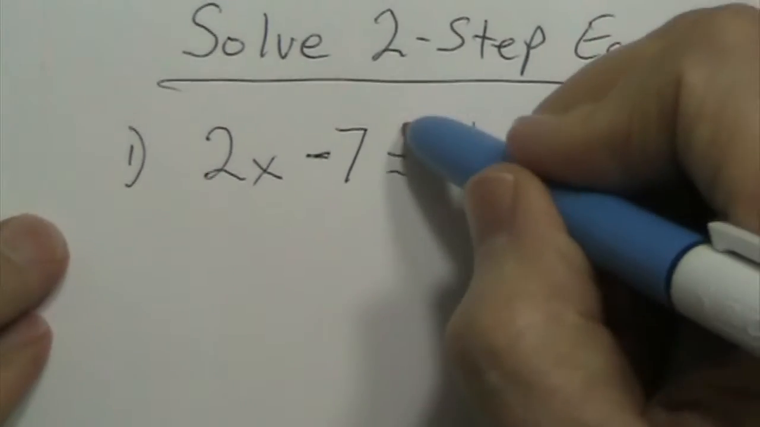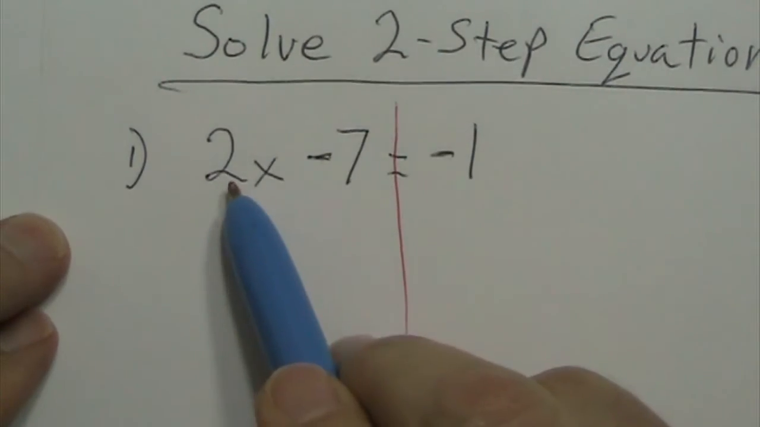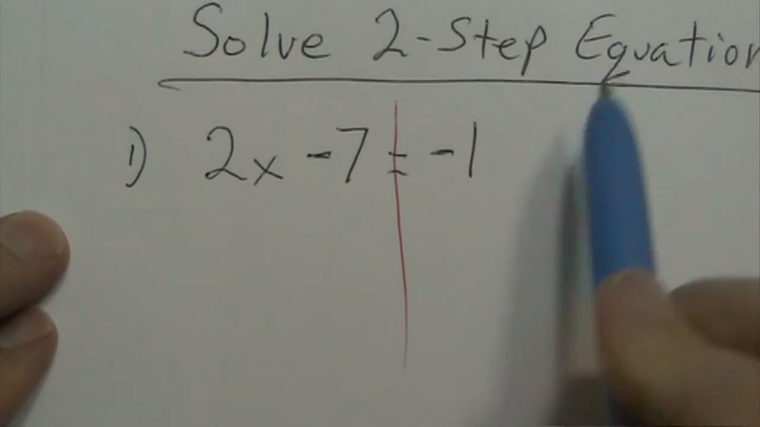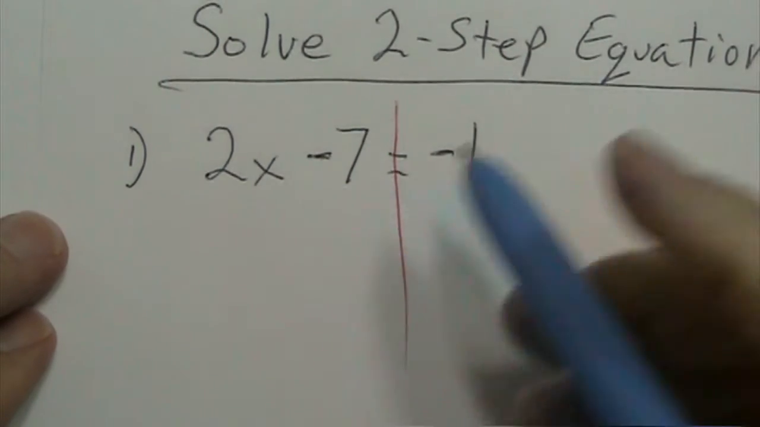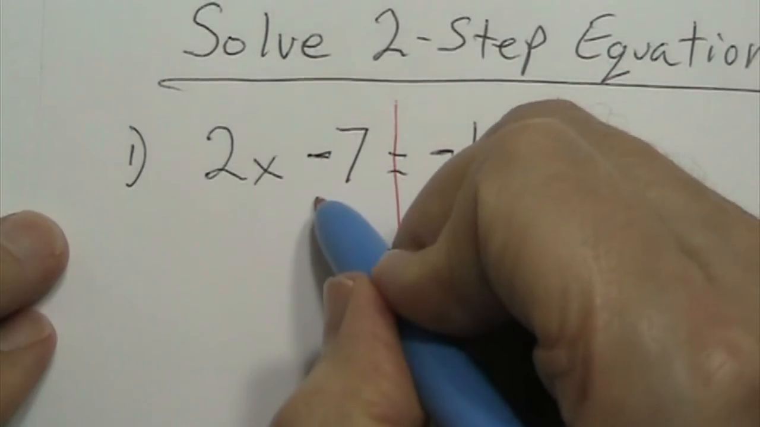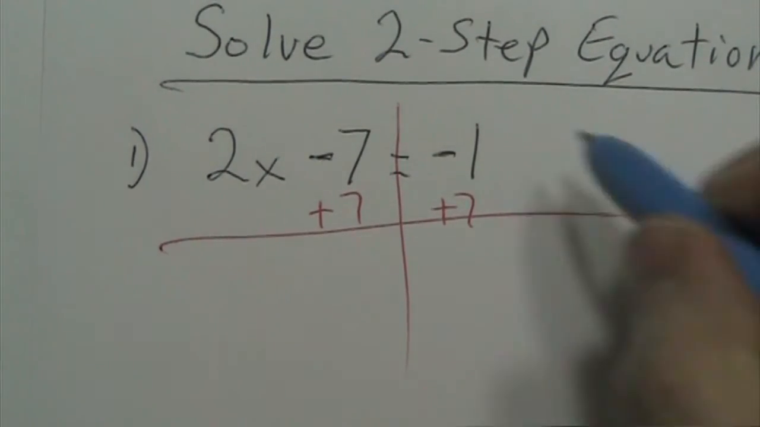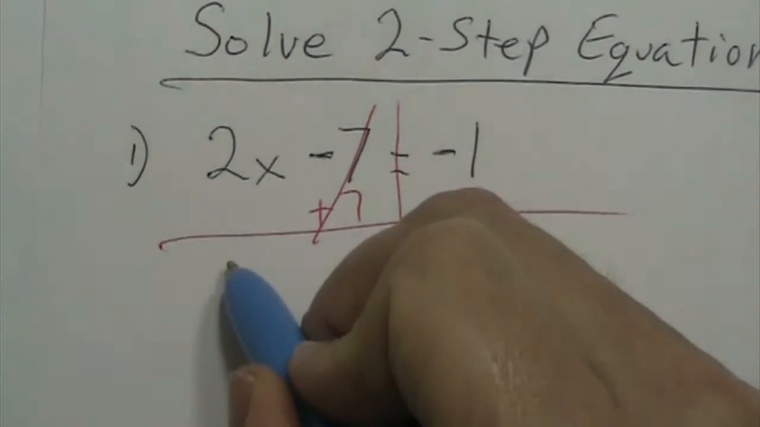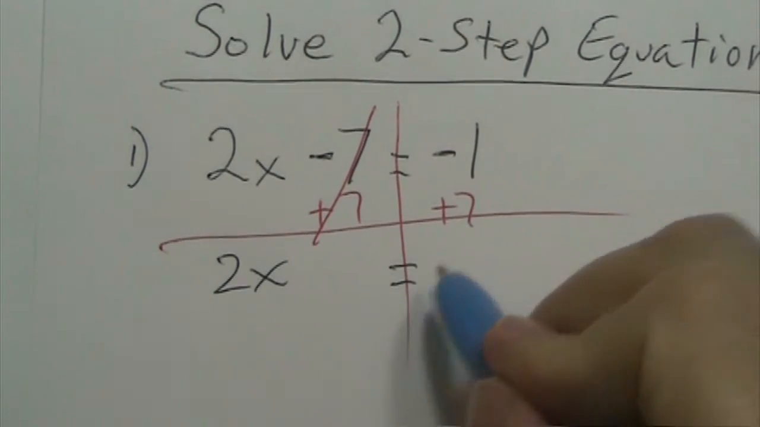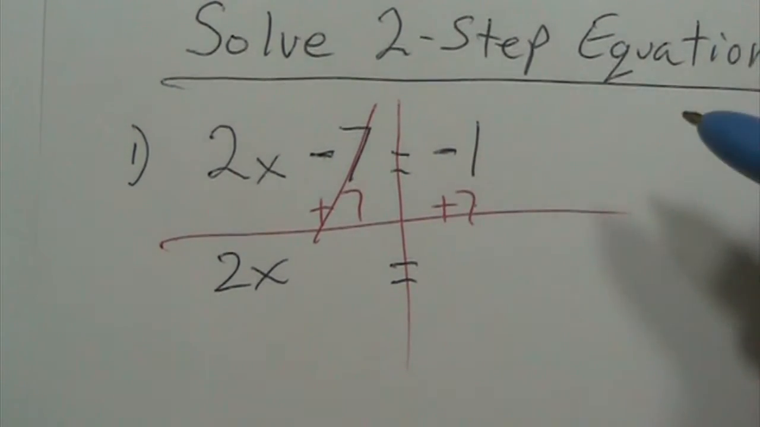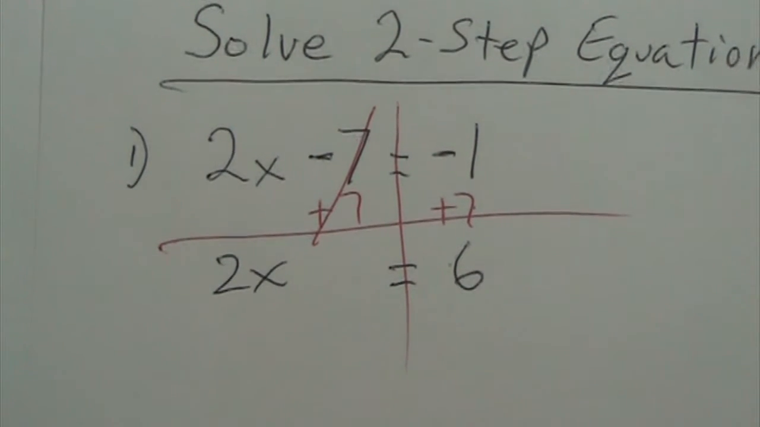Now in equations, there's always a left side and a right side. If you want to, you can just draw a line there. Whatever you do to this side, you have to do to the other side. All right, we first want to get rid of the constant. That's -7, so I do the opposite. I add 7 to both sides. That's 0. This is 2x. 7 and -1 is 6.